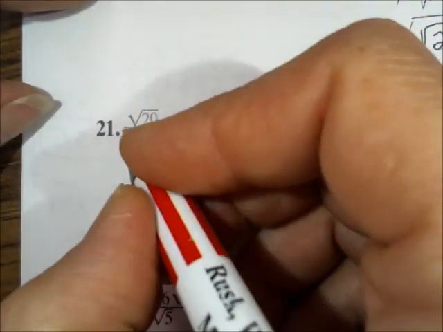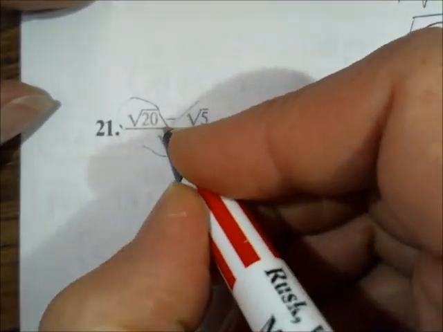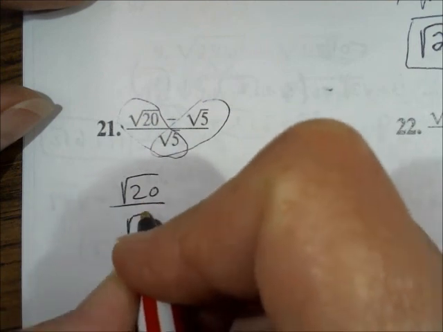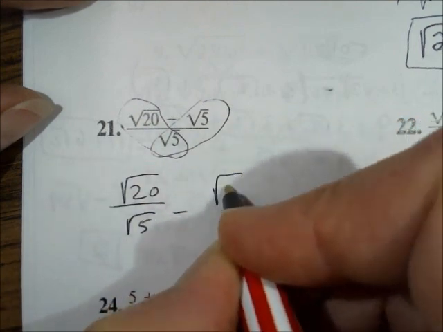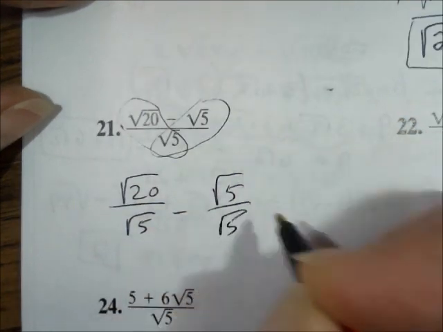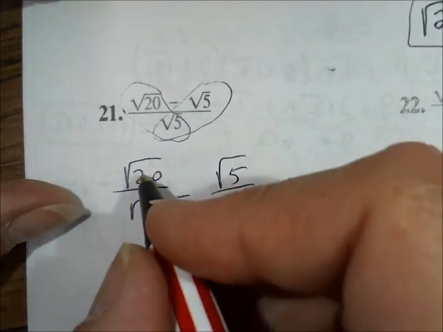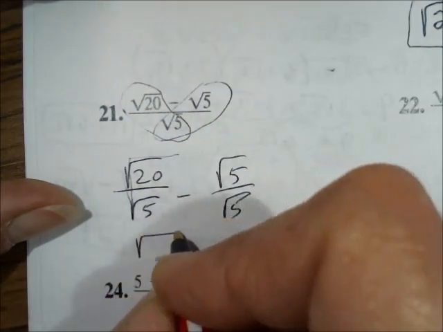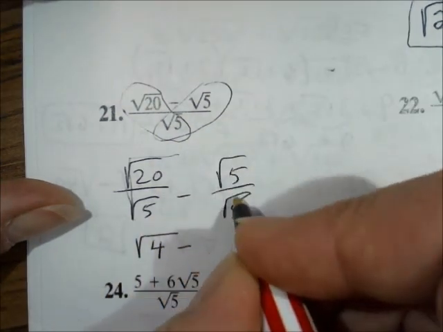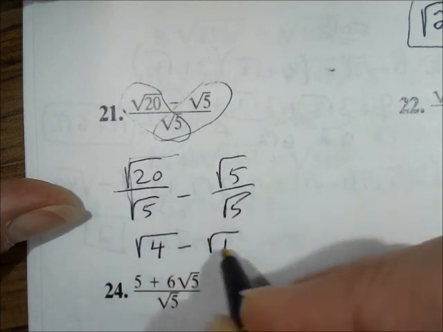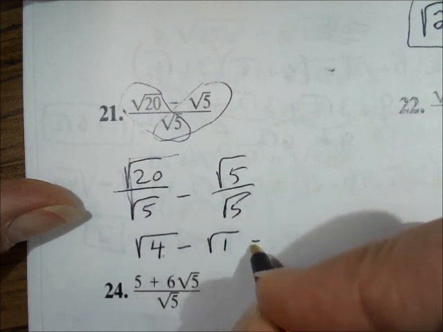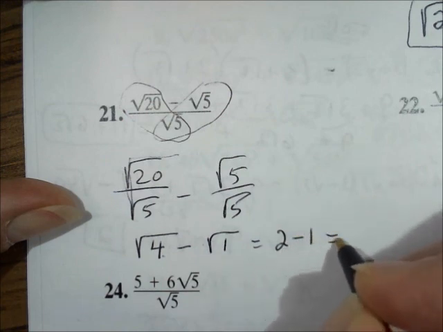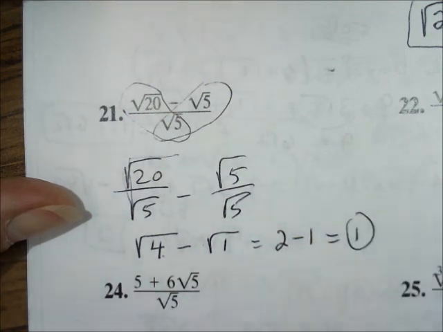The next one is number 21. Again, we have a binomial over a monomial, so we're going to split this up into the square root of 20 over the square root of 5 minus the square root of 5 over the square root of 5. Well, the square root of 20 over 5 is just like the square root of 20 over 5. 20 over 5 is 4. 5 over 5 is 1. So the square root of 4 is 2. The square root of 1 is 1. And 2 minus 1 is equal to 1. So that's your final answer for number 21.